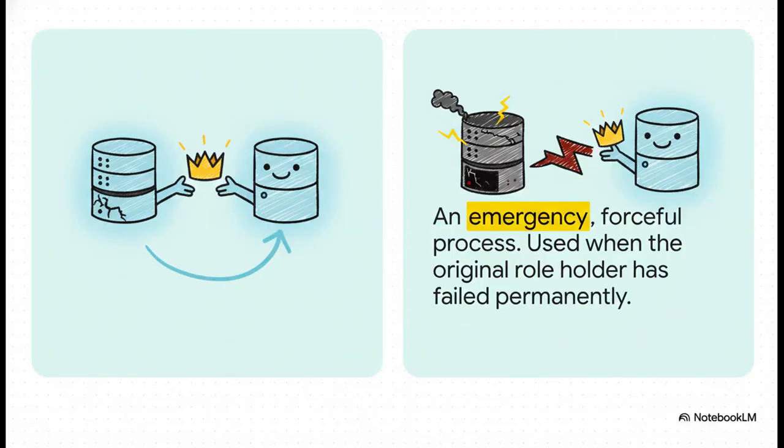And to fix that kind of failure, you have to seize the role. The difference here is absolutely critical for the exam. Transferring a role is a planned, polite handoff. Seizing is a forceful, emergency takeover when the original server is gone for good. And here's the most important part. Once you seize a role, that original server can never ever be brought back online. It would cause total chaos.